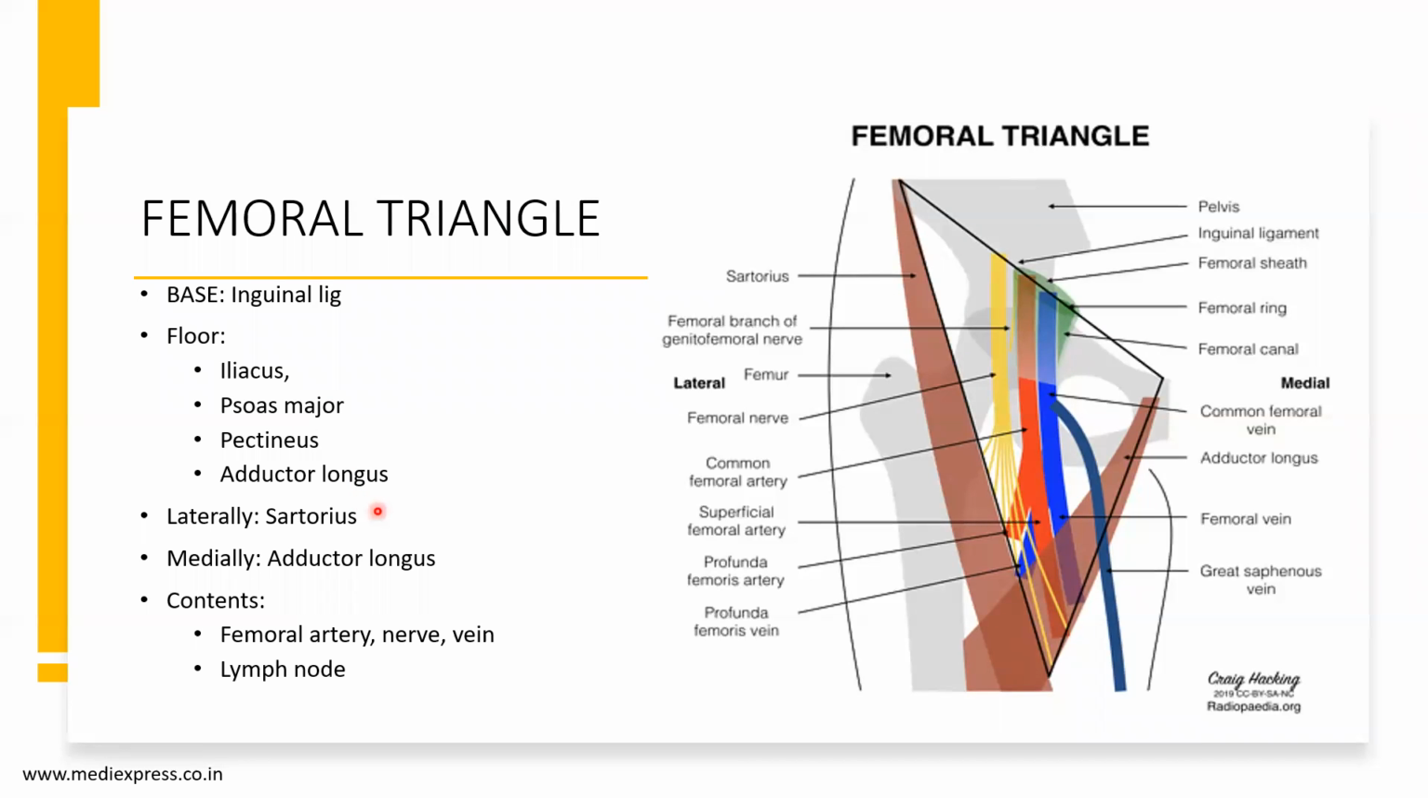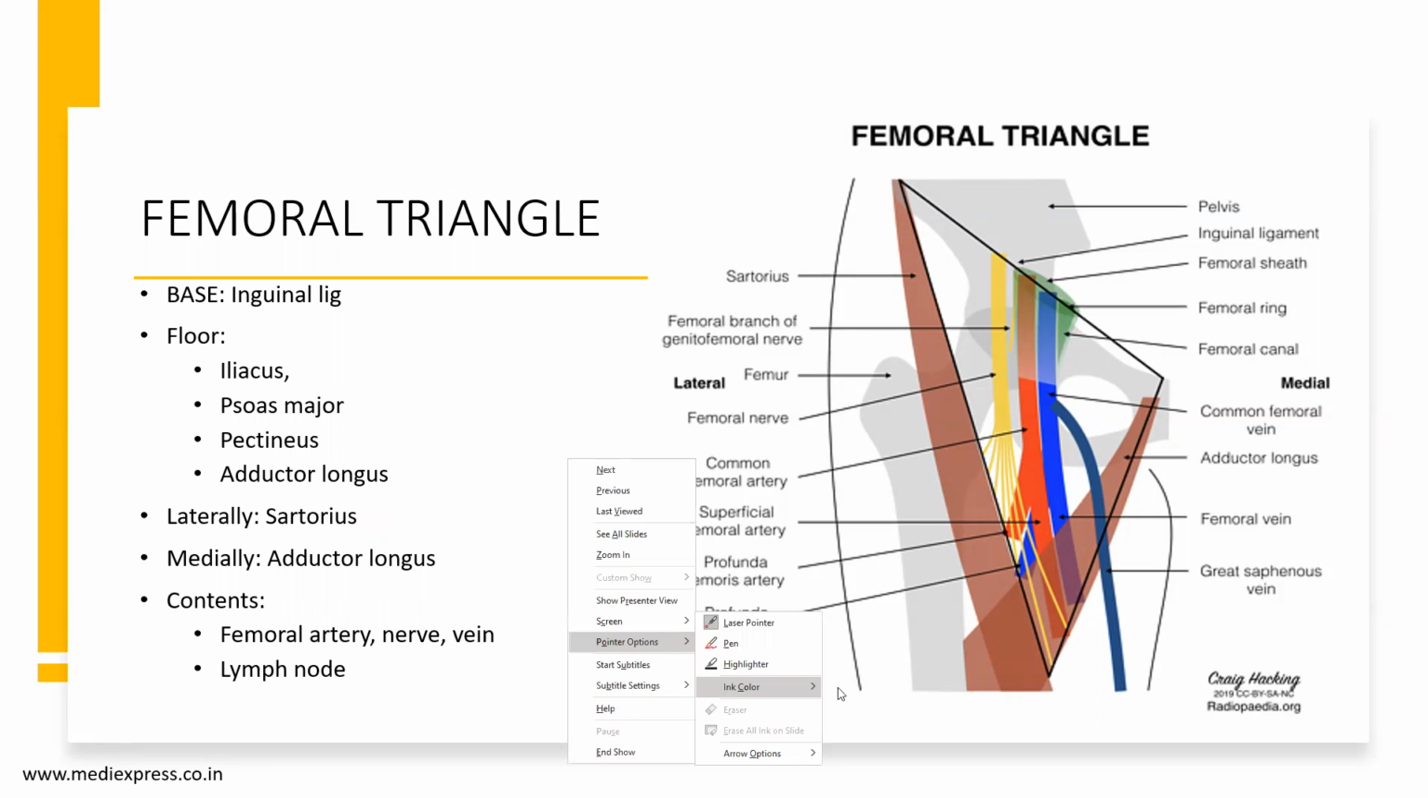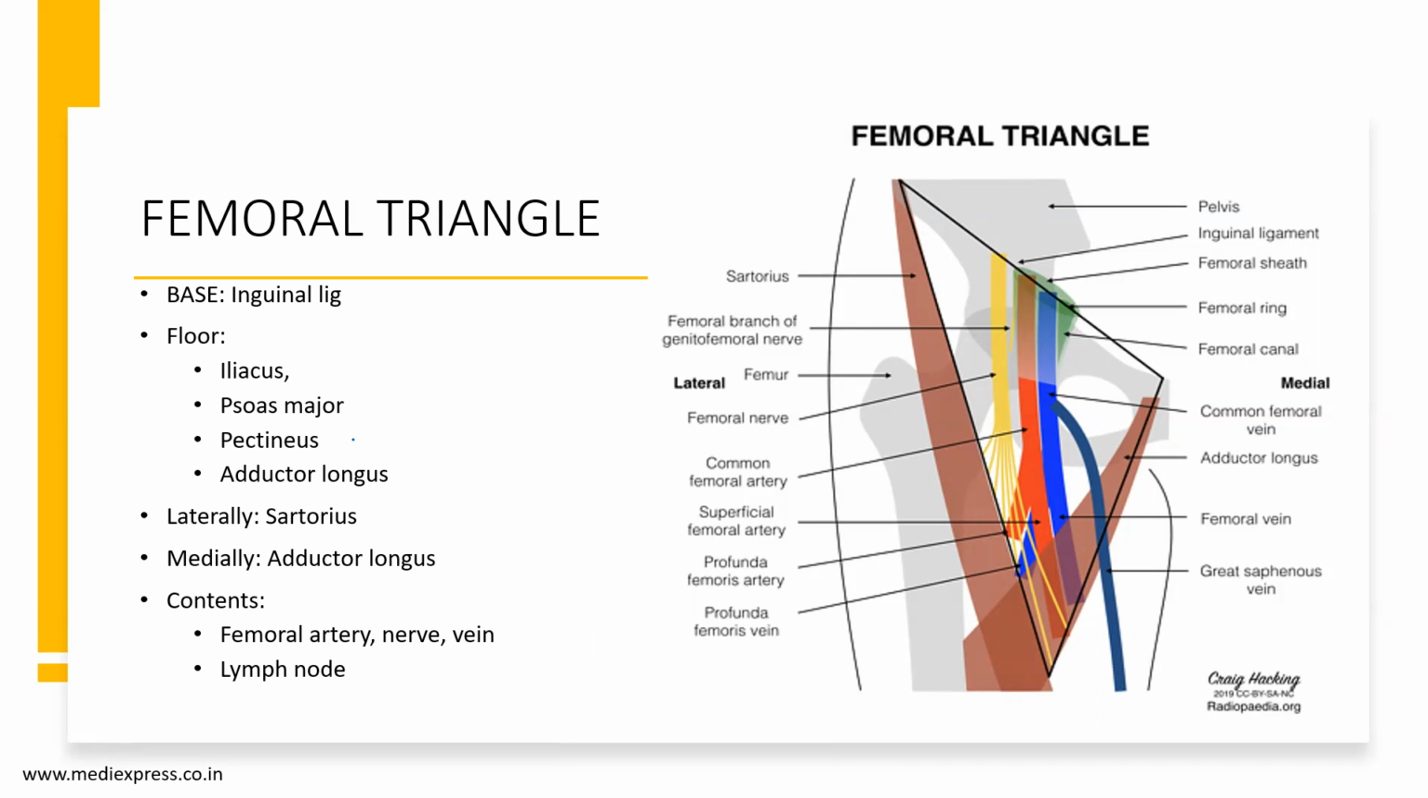Laterally, on the lateral border, we have the medial border of sartorius muscle. Remember, the medial border of sartorius muscle is present in the lateral border of femoral triangle. I'll write over here the medial border of sartorius muscle. Medially, or the medial border is again the medial border of the adductor longus muscle. Okay, so we have lateral border is the medial border of sartorius. Medial border, we have the medial border of adductor longus.